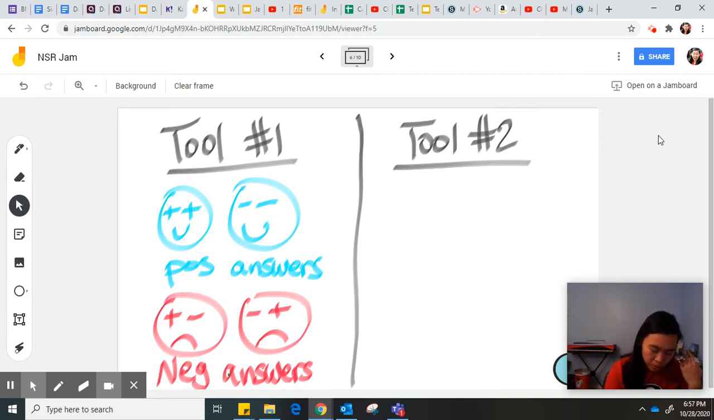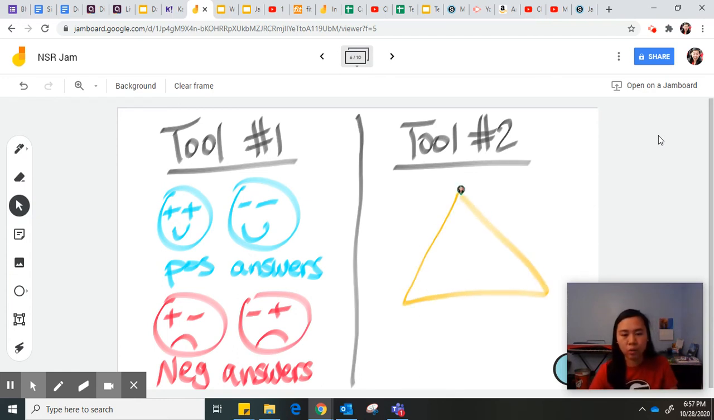Tool number 2 is a triangle tool, okay? So you're going to start off by drawing a triangle on your paper. Now we know if it's two positive numbers, then we know our answer is going to be positive. So this tool doesn't really include this first face right here with two positive numbers. But for this tool, you're going to draw a triangle, you're going to draw a plus on the top and then two minuses. Now what you're going to do is you're going to use your finger. I'm going to just use the circle here to represent your finger.